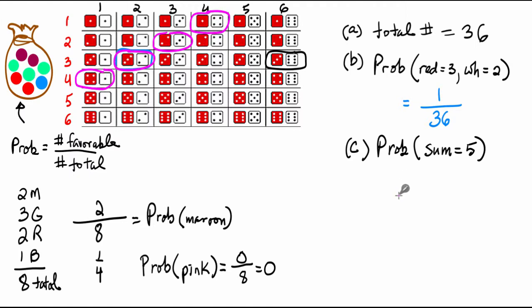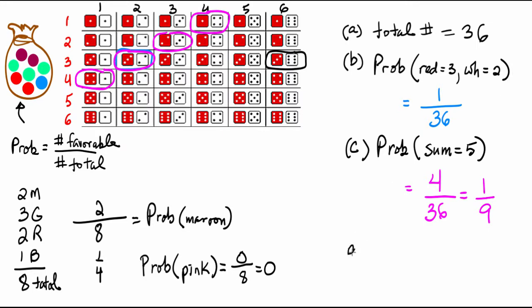Each of those 4 examples has a sum of the 2 dice equaling 5. So the total number of favorable results are 4, divided by 36. The probability of getting a sum of 5 is 1/9.